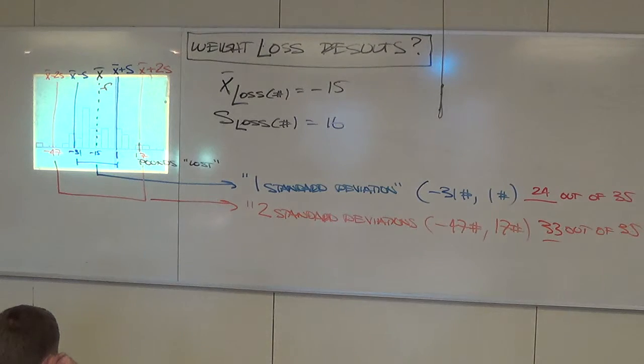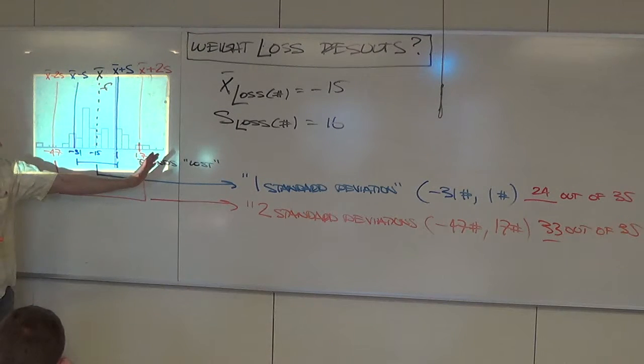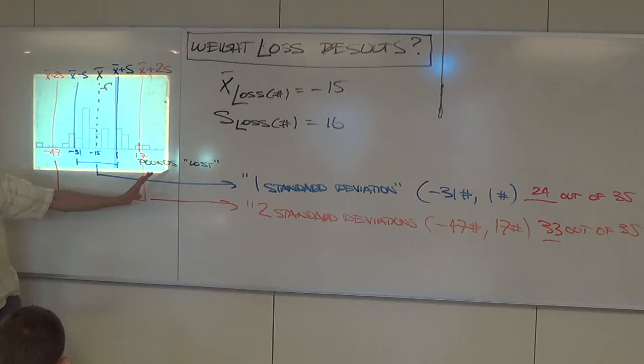And we can go out to 3 standard deviations. How far down would 3 standard deviations start? Right, 16 more down, which would be negative 63. And it would go up to 33, I think. Good. How much data is between negative 63 and positive 33? All of it, 35 out of 35.